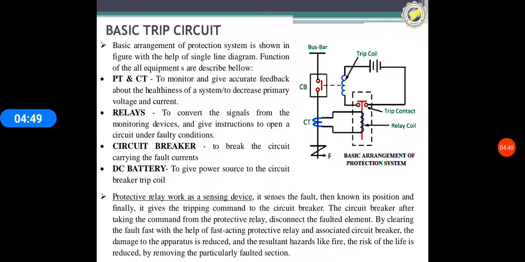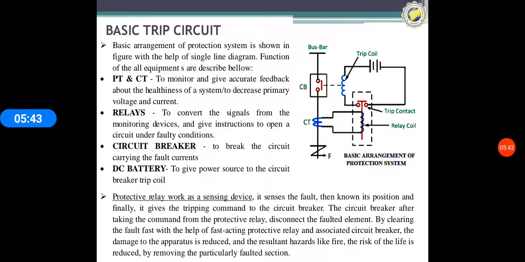Now the trip circuit. You can see that this is the basic trip circuit diagram. In the figure, the bus bar is connected with the circuit breaker, and the other contact is connected with the main system. This is connected with the CT, the current transformer, which is connected with the relay coil, and the relay coil is connected with the trip coil. The trip coil is connected with the circuit breaker to open or close it, and this is operated by the battery. So you can see the basic arrangement in the figure. This is the single line diagram.